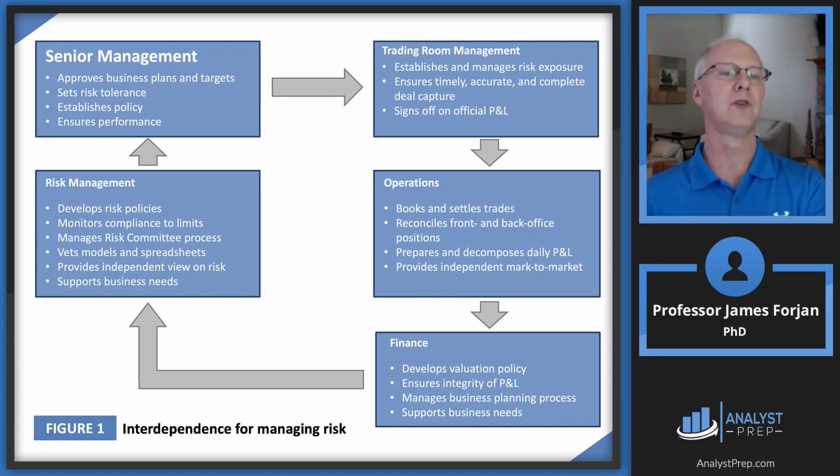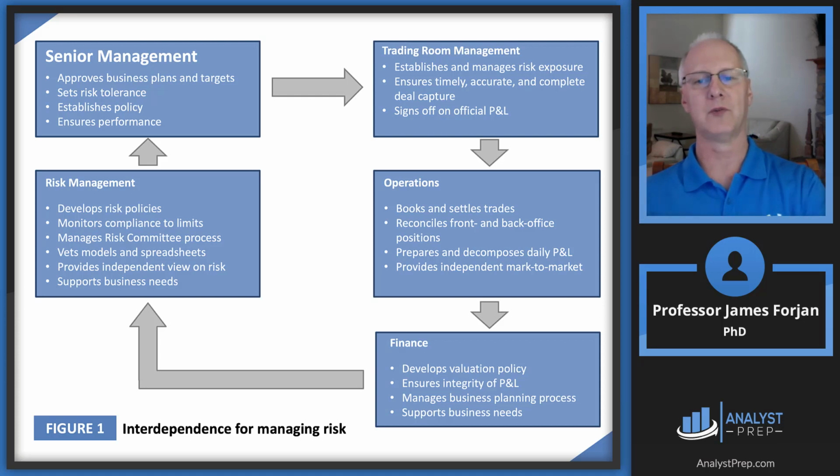And so what that does is that those established procedures then go to the senior management who approves these business plans and targets, sets the risk tolerance, and then ensures the performance. And what that does, that then swings over to those 3 boxes on the right-hand side: trading room management, operations, and finance. And those 3 operations, of course, are their own kind of silos. So they're going to have their own unique sets of risk and risk management strategies.